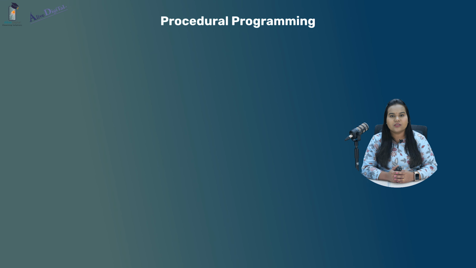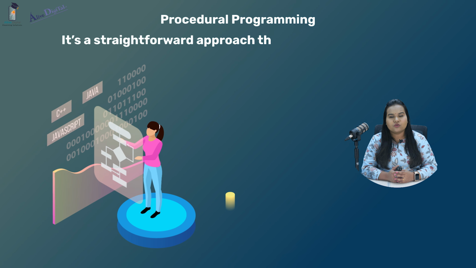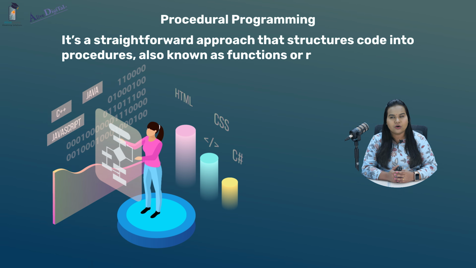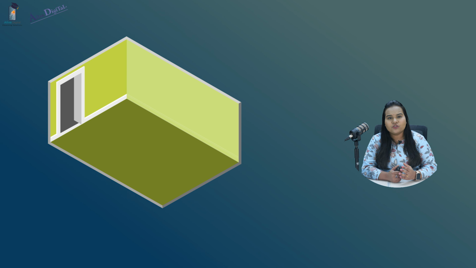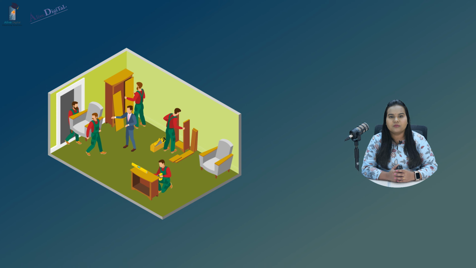Let's first see procedural programming. It's a straightforward approach that structures code into procedures, also known as functions or routines. Imagine it as assembling a piece of furniture. You follow a set of instructions step by step to build the final product. This method focuses on the tasks to be performed, breaking down the program into a set of instructions.